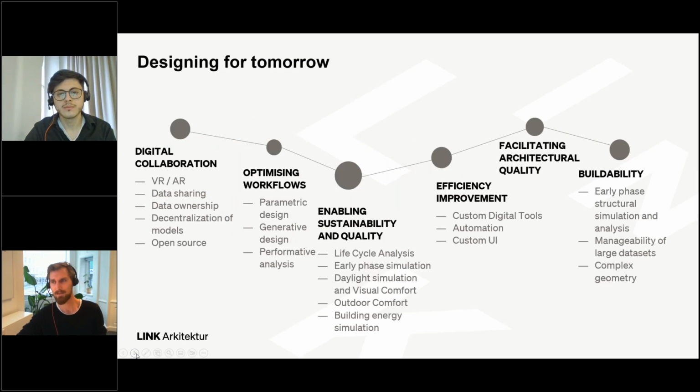We have been developing in 6 digital pillars, as you can see here, and today we'll talk about the outdoor comfort, which is residing under enabling sustainability and quality of life.